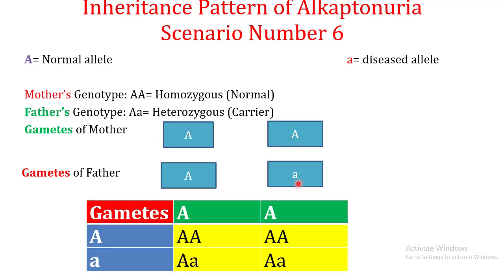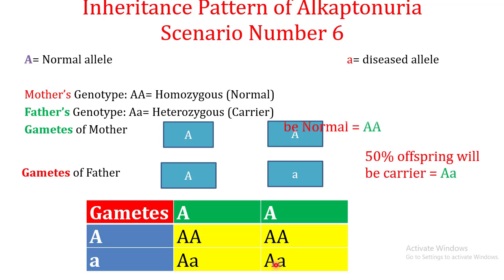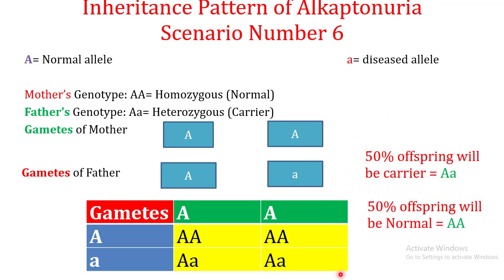So if you make the Punnett square, you can see over here, this gamete with this one, a homozygous normal. This gamete with this one, a homozygous normal. This gamete with this one, a carrier. This gamete with this one, you are going to have the carrier offspring. So 50% of the offspring are going to be carriers, and 50% of the offspring are going to be homozygous normal.